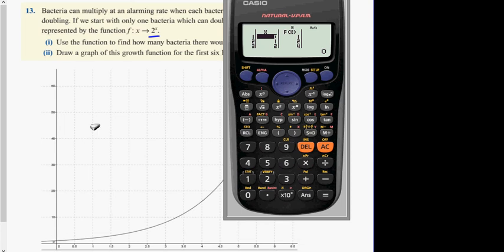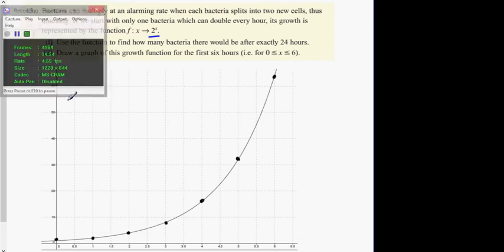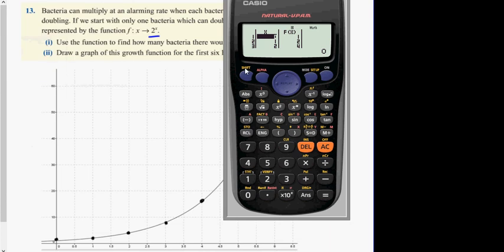0, 1 is located here. We have our second point, 1, 2. We have 2, 4. We have 3, 8. We have 4, 16. We have 5, 32. And we have 6, 64. So this graph goes all the way up to 64. So we can see that I'm just after drawing all these points here. Okay, that's all I did.